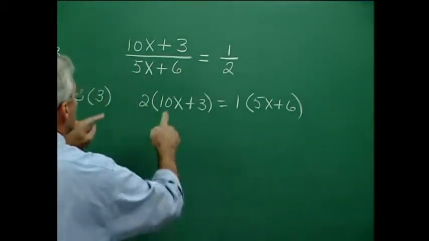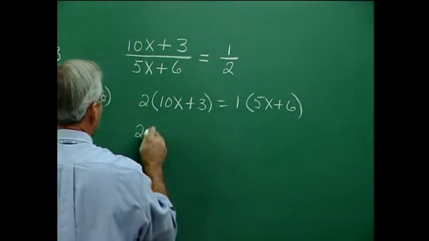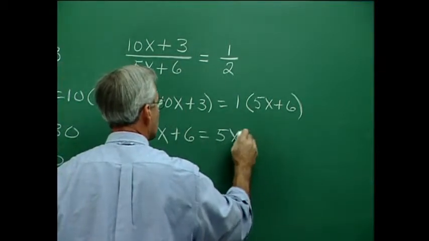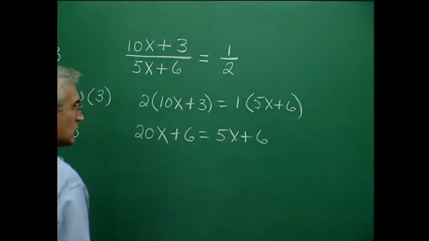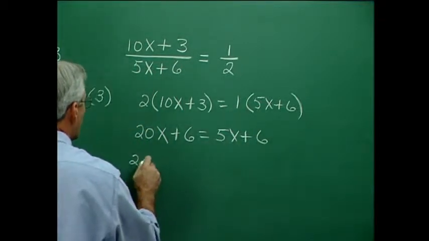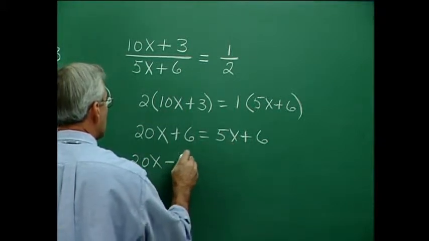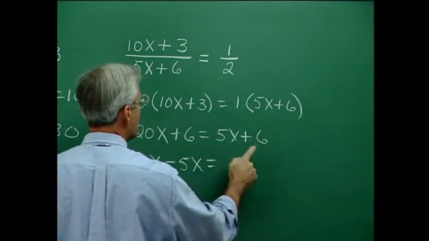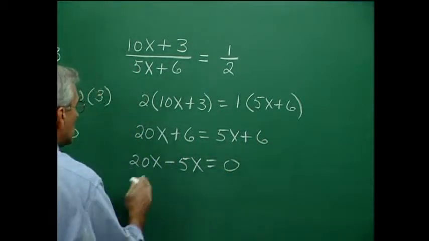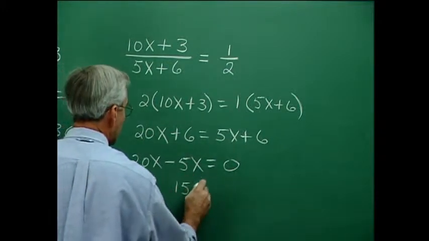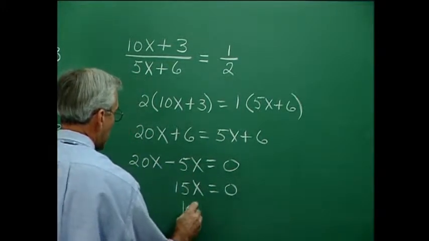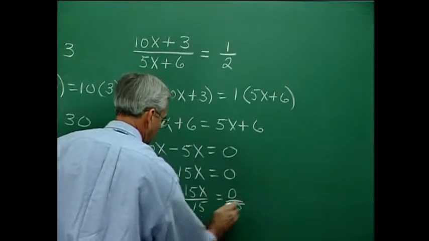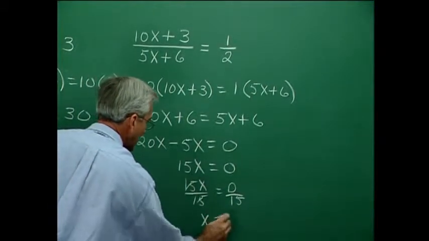All right, here we go. We're multiplying on the left 2 times 10x, 20x, and then 2 times 3, 6. And on the right, 5x plus 6. Now we want the terms involving x on one side. If I kick them to the left, I've got 20x already over here. Subtracting 5x on both sides gives me this on the left. Subtracting 6 on both sides, gee, these 6's both go out, so I have 0. 20x minus 5x is 15x equals 0. And now dividing on both sides by 15, I find 0 over 15 on the right, so x is equal to 0.